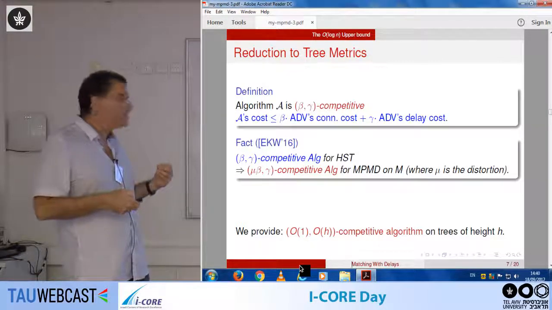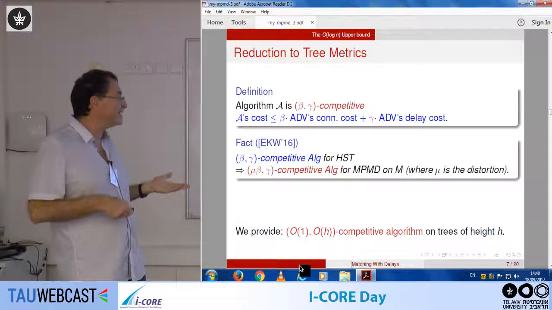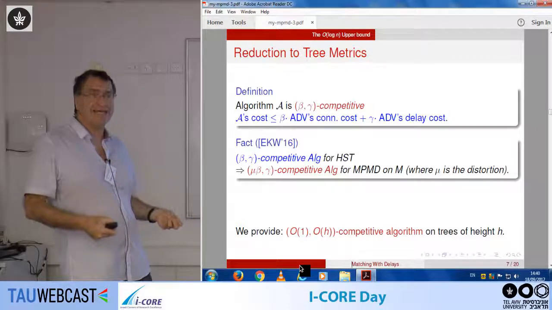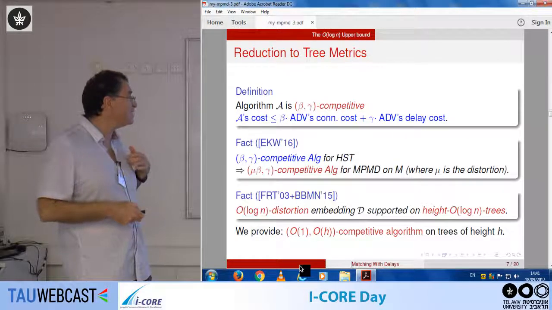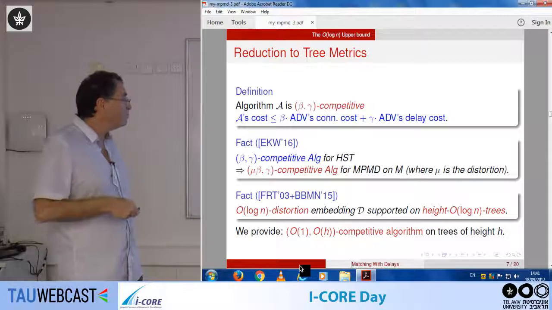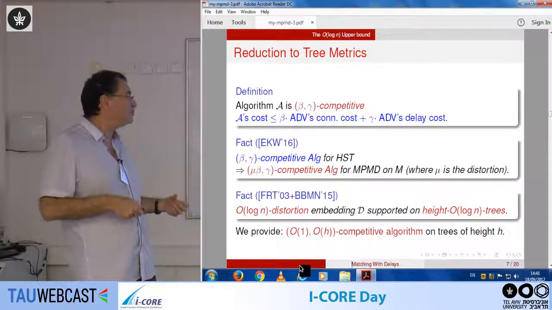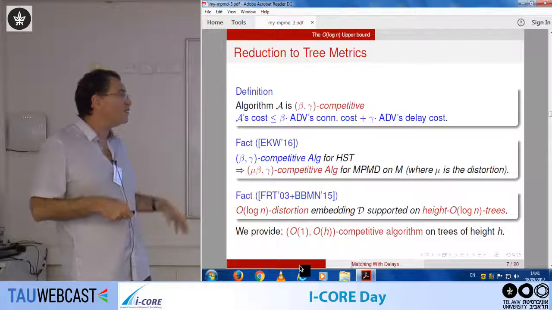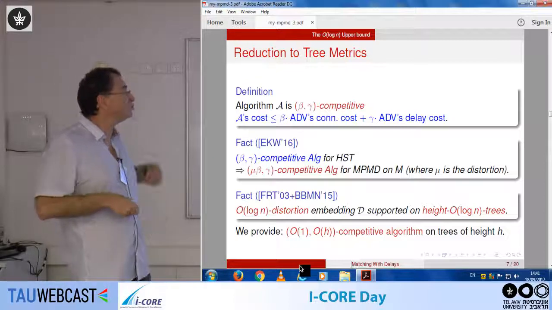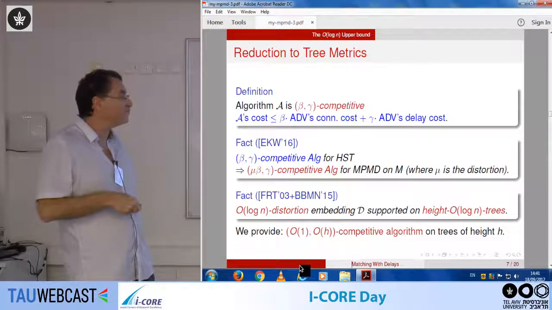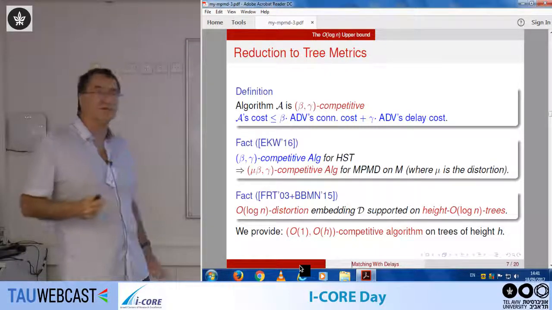So now, usually the tree that you embed can have a large height. The height could be large, but there is a result of Bourbinder et al. that shows that actually you can only think about trees of height log n, so you lose here a factor. So h is at most log n. And now, since in the connection cost we get a constant competitive, and the distortion is log n, you lose only here a factor of log n. So we get log n, and then you get a log n competitive.